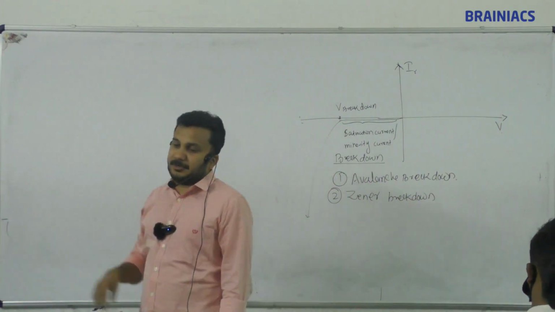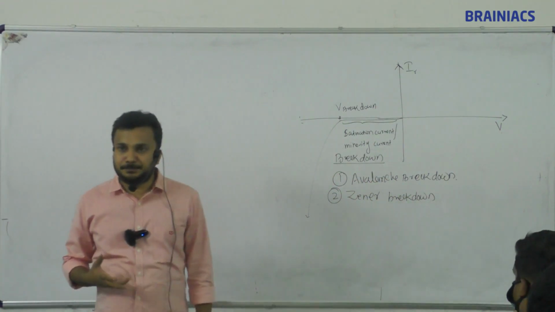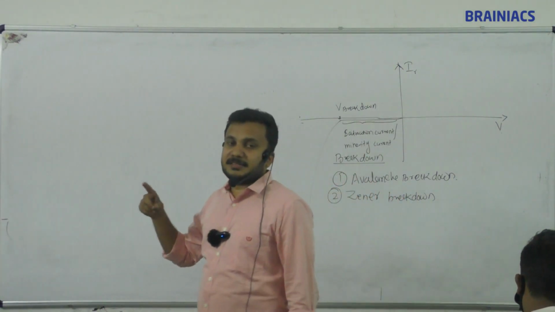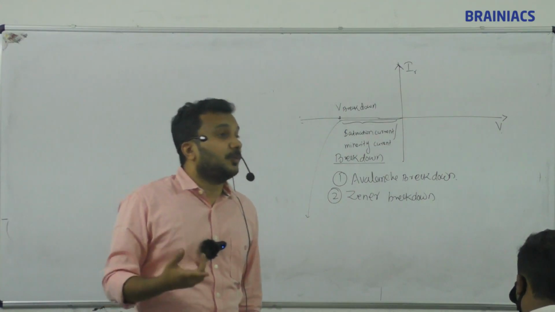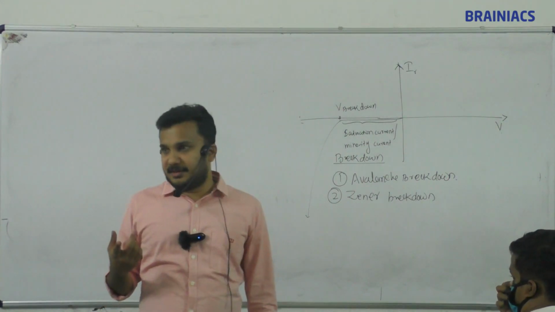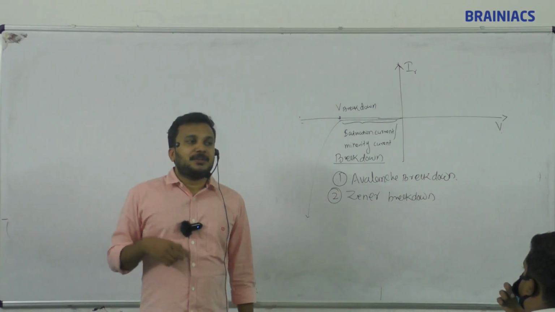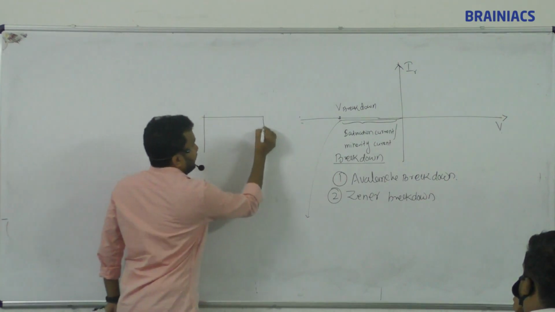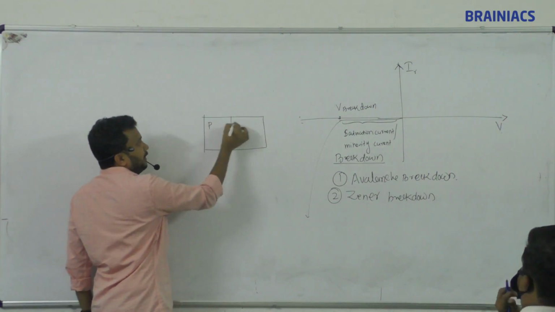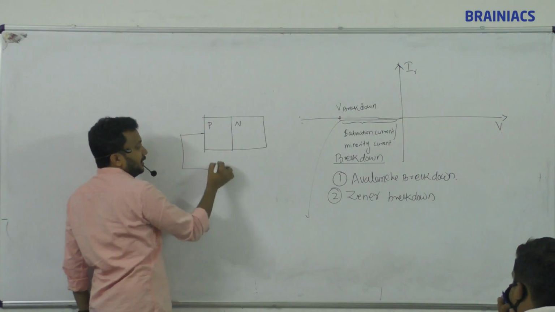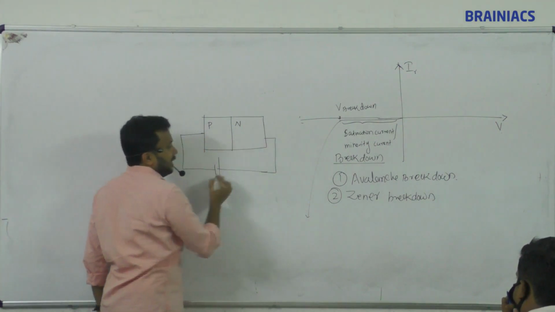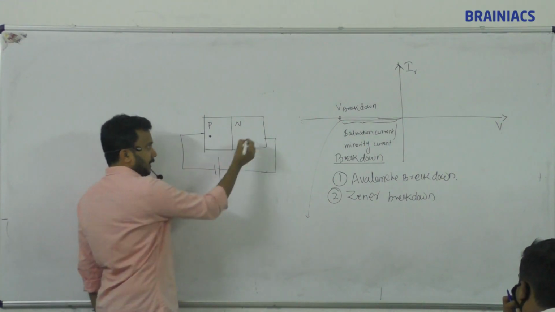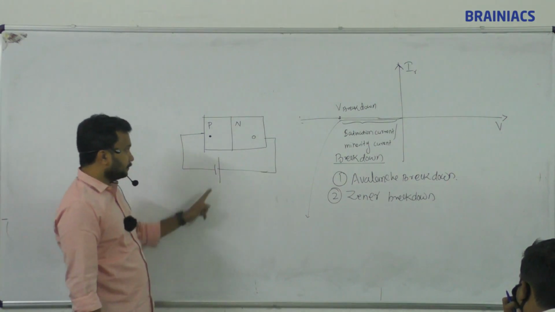First point, avalanche breakdown. How does avalanche breakdown happen? I told you that in reverse bias, reverse saturation current is there. That is because of what? Because of minority carriers. Listen very carefully to the board. So we have a reverse bias, P type and N type. P is connected to negative and N is connected to positive. I am only marking minority carriers here. Here minority carriers are electrons, here minority carriers are holes.